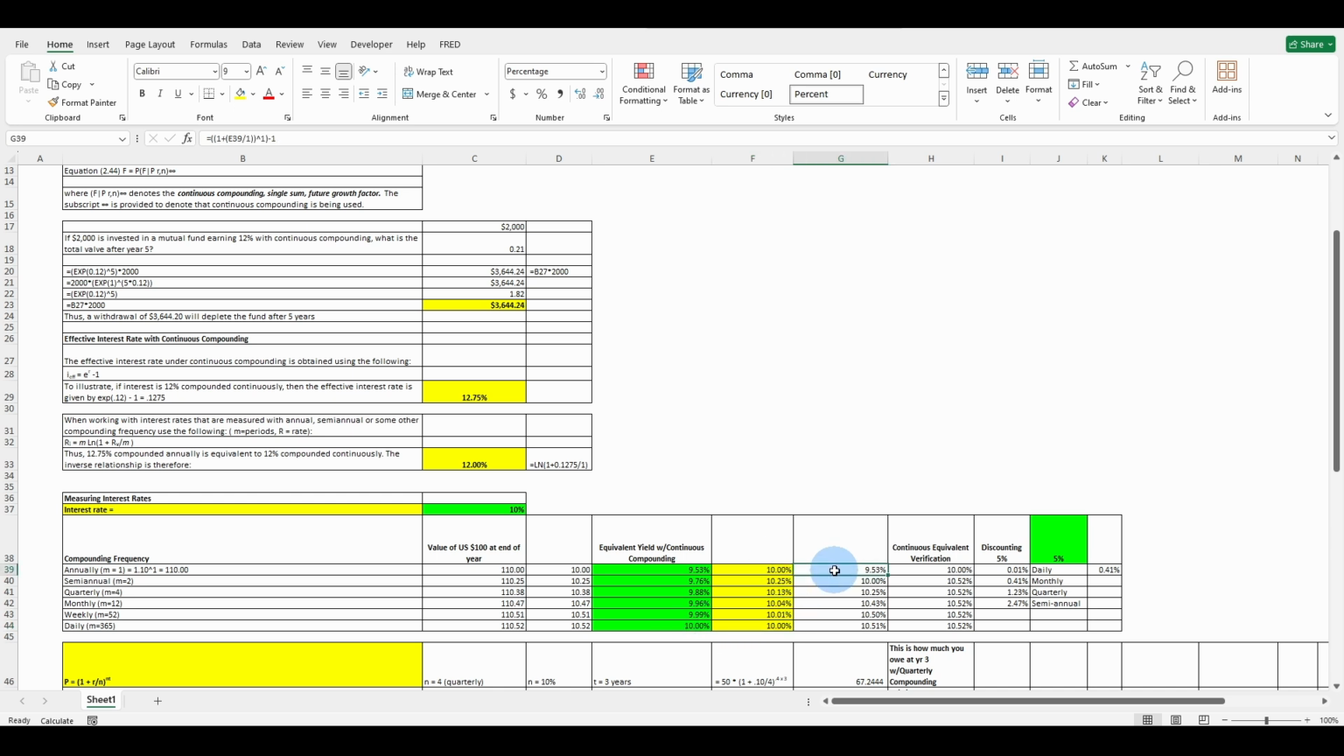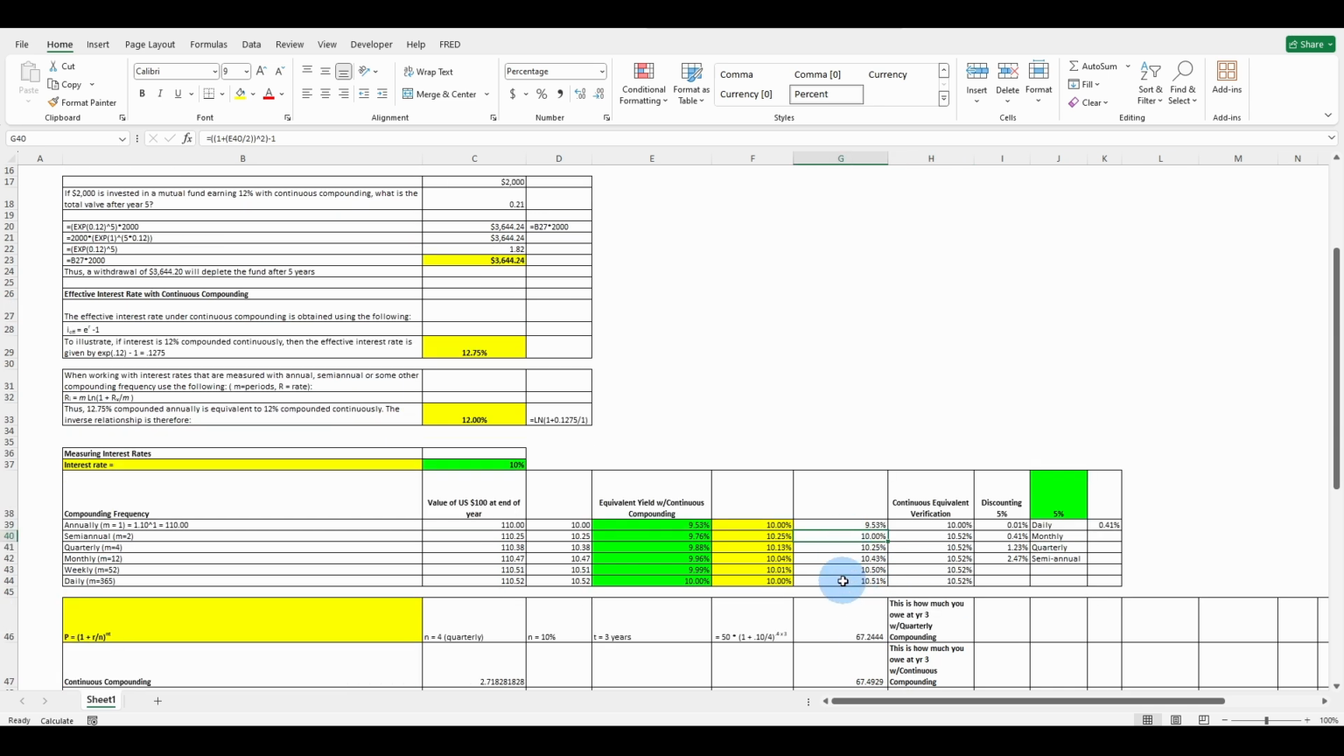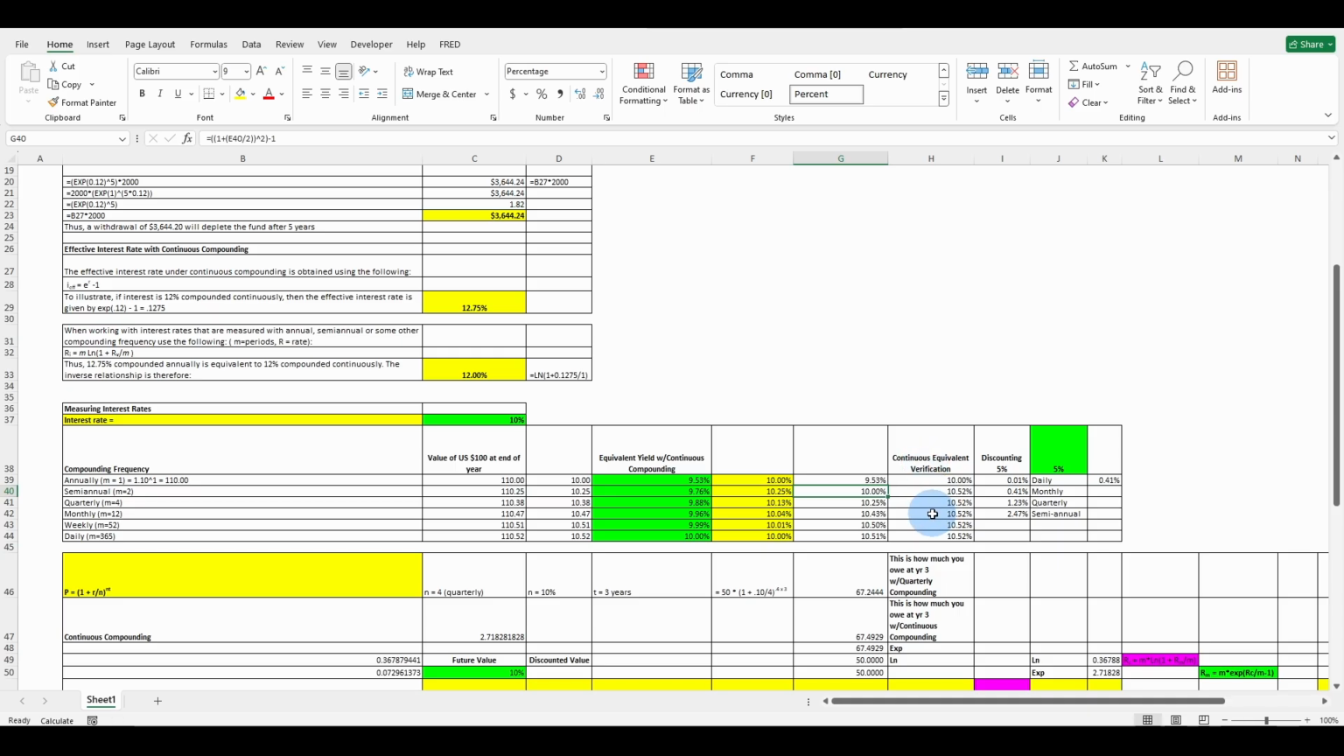What's this right here? This is just 9.53. I did some compounding forward, 9.53, 10, 10.25, and I'll get into this later. For the continuous equivalent of 10, I took F39 and 10%, 10.25. The continuous equivalent verification is 10.52, 10.52, 10.52. What I did is I went, and I know this is a little early, but I'm compounding forward. We have to find the equivalent verification.